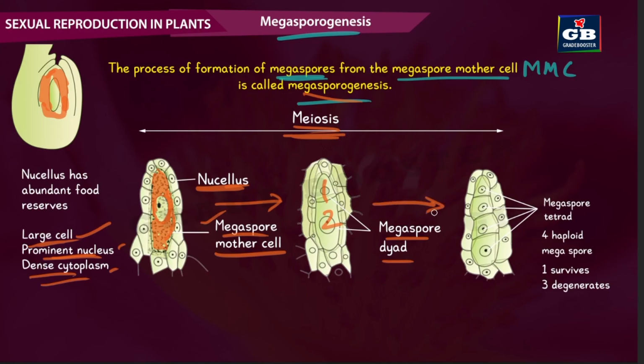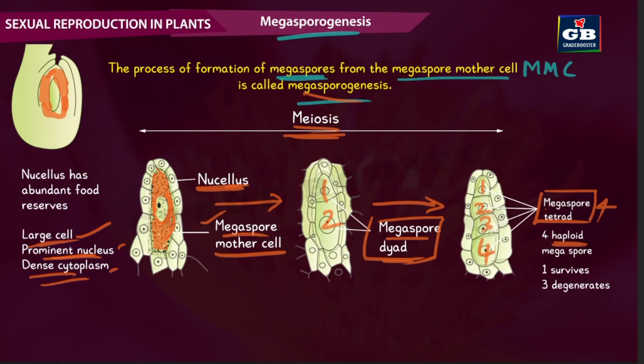Again the divisions continue and the two cells become four cells. Here we can see 1, 2, 3, 4 cells. Four cells are formed, and these four cells are called the megaspore tetrad. Here it is the megaspore dyad, two cells, then four cells, the megaspore tetrad. All these four cells are haploid cells, haploid megaspores.